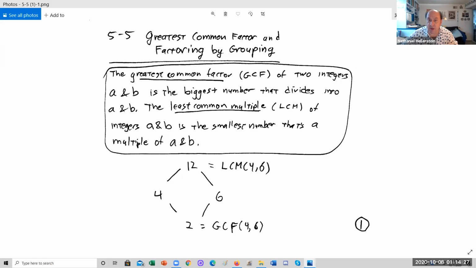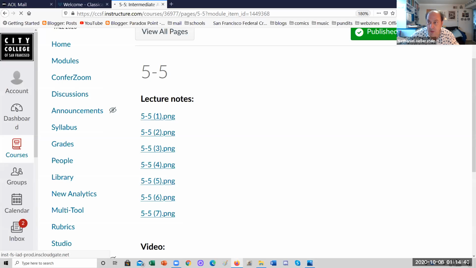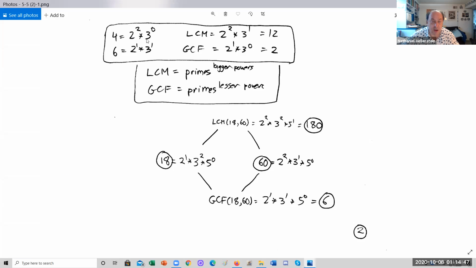GCFs and LCMs don't apply just to numbers, they apply to terms, where there's a coefficient and variables to powers. Now, one way to find greatest common factors and least common multiples involves primes. For example, 4 is 2 to the second times 3 to the 0. 6 is 2 to the 1 times 3 to the 1. The least common multiple is a product of primes to the bigger powers. So here's a 2 and a 1, we put 2 for the 2. Here's a 0 and a 1, here put a 1 for the 3. 2 to the second times 3 to the first is 12.